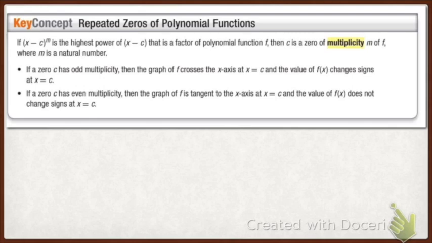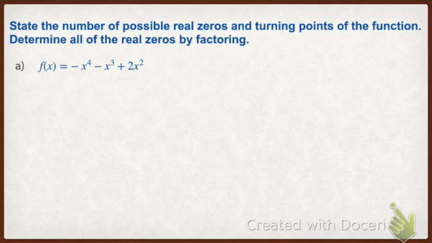So if a zero c has odd multiplicity, then the graph crosses at that point. If it has even multiplicity, then the graph just touches the x-axis at that point. We say it's tangent to the axis because it does not actually cross at that point. Let's see what this looks like. So here it says, state the number of possible real zeros and turning points of the function. Determine all the real zeros by factoring.